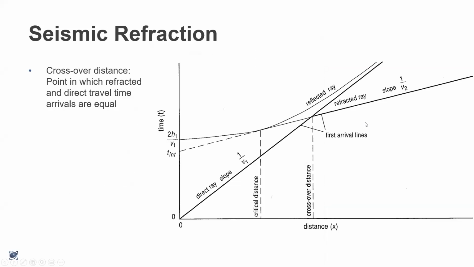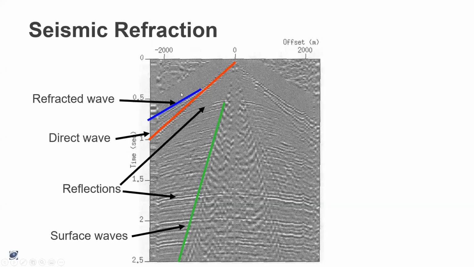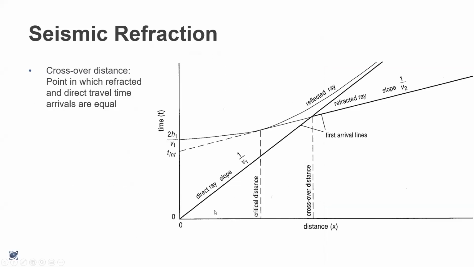Another way we can visualize refracted arrivals is by taking the lines that we plotted here and essentially just flipping the time axis. So we've got this direct ray line and this refracted ray line. One advantage of plotting it this way is that 1 over the slope of this line is the velocity of the interface or of the medium. At the top layer, 1 over the slope of the direct ray line is the velocity of the top layer. And for the second layer, 1 over the slope of the first refracted line is the velocity.